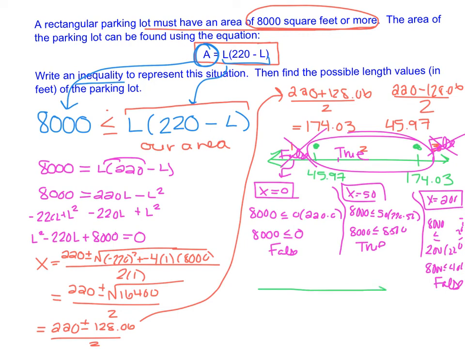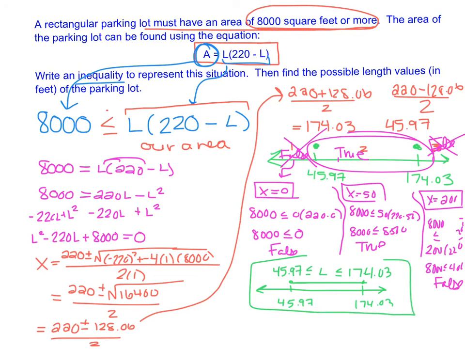So if I make a second number line here, so I have 45.97, 174.03, and I have my closed circles there, I can connect them. And what I know as a result of this number line is that my length value for my rectangle, for my parking lot, is going to be less than 174.03 feet, but more than 45.97 feet. So as long as the length of my parking lot is between these values of 45.97 and 174.03, as long as the length falls in there, I will have an area of my rectangular parking lot that is 8,000 square feet or more.